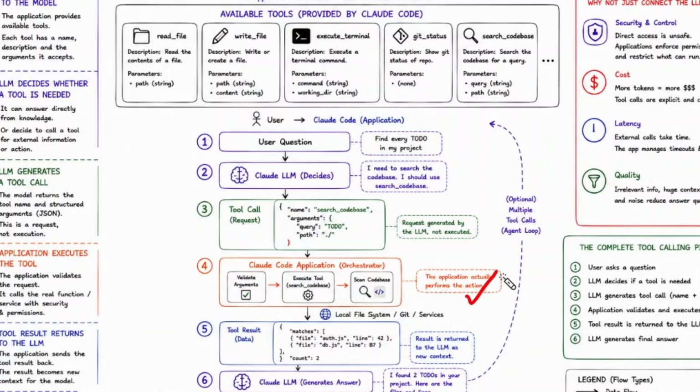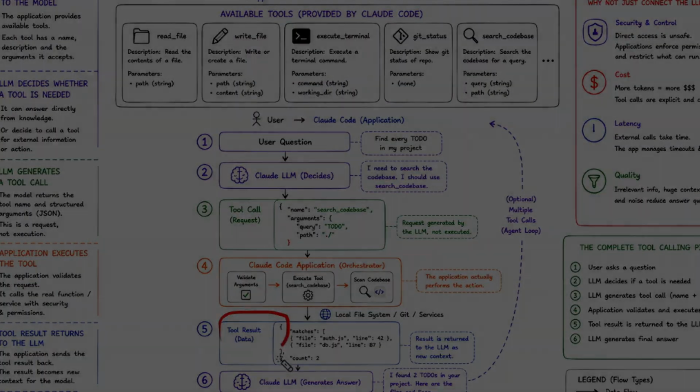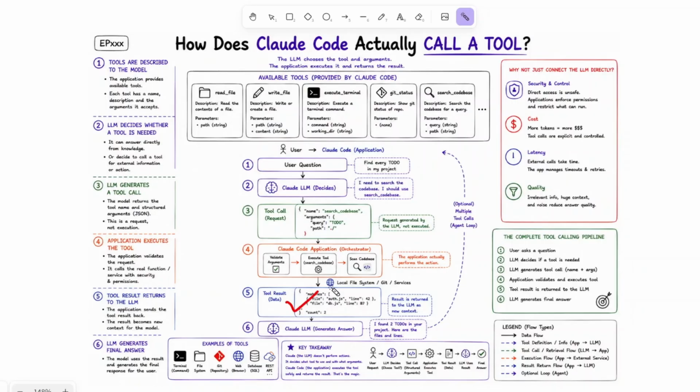Once the tool finishes, the application sends the result back to Claude. If it executed a terminal command, the output might contain compiler errors or a successful build message. If it searched the codebase, it might return a list of matching files. Claude didn't know any of this information beforehand. It now reasons over the returned data, understands what it means, and produces a helpful explanation or decides what action should happen next.